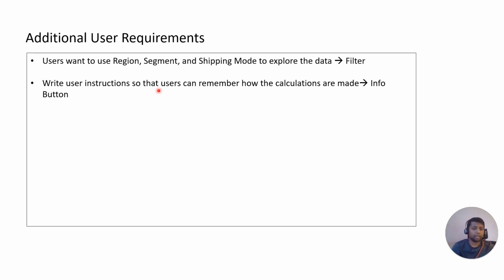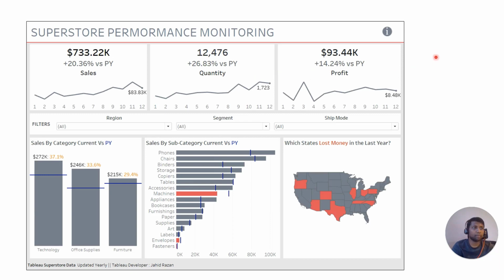So now we have gathered all the requirements. This is how the dashboard looks like. We have all the KPIs and the trends, the filters. We can see the category, the total sales, and the percentage contribution. These blue lines are indicated to show the prior year sales. Same for the subcategory. We have used the red color to show in which subcategory we have the sales lower in the latest year compared to the prior year. Here we have used the red color to show which states are losing money.